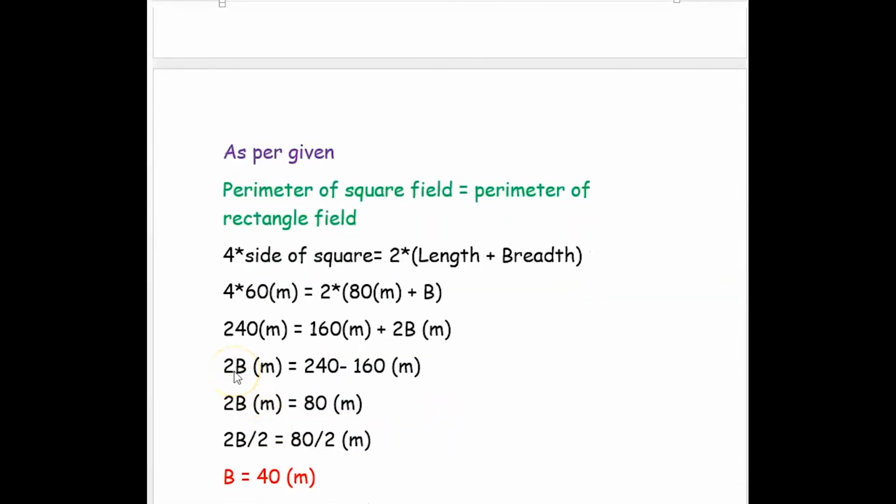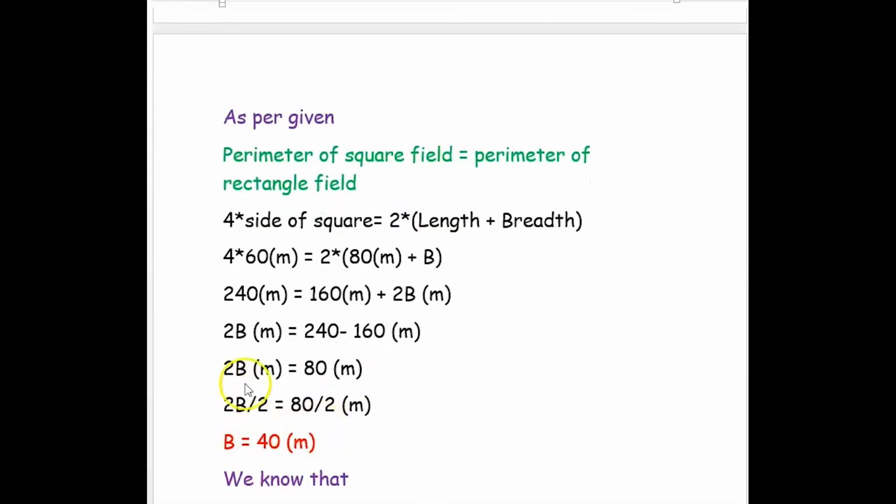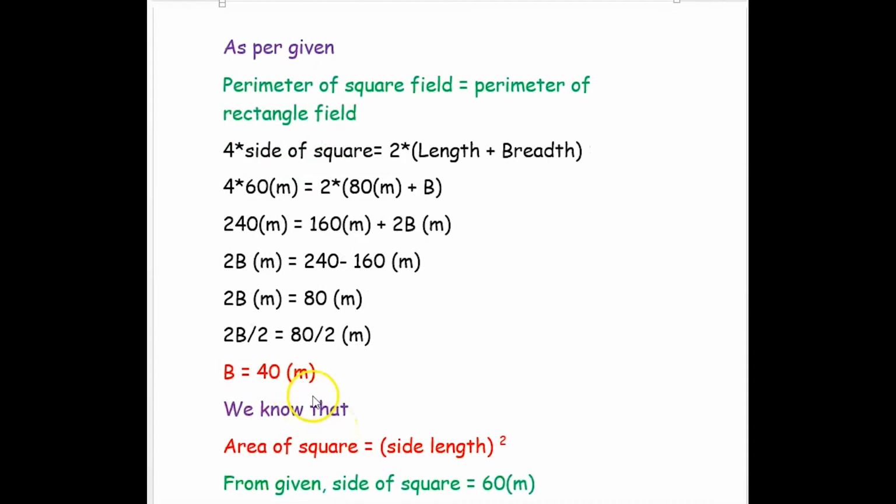Now we are rearranging this. We move 2B to the left side, so 2B meter equals 240 minus 160 meter, because 160 we are taking to the other side. So 2B equals 240 minus 160, which is 80. Next step, we divide by 2 on both sides to find the value of B. So 2B divided by 2 equals 80 divided by 2. So B will be 40 meter. Now we have found the breadth to be 40 meter.